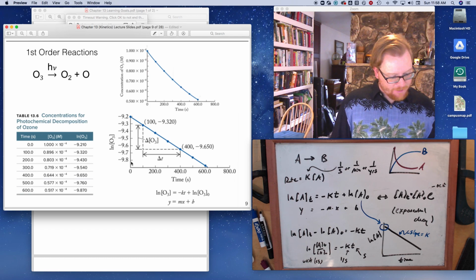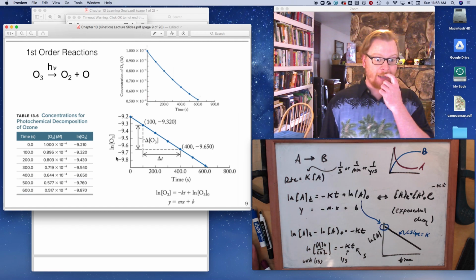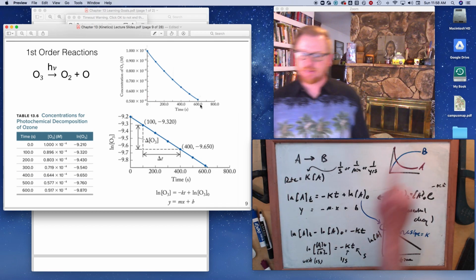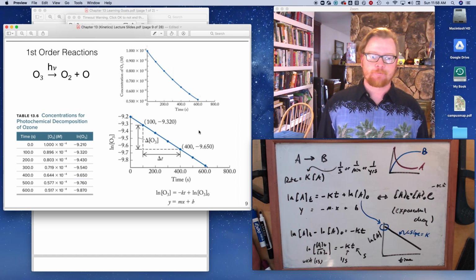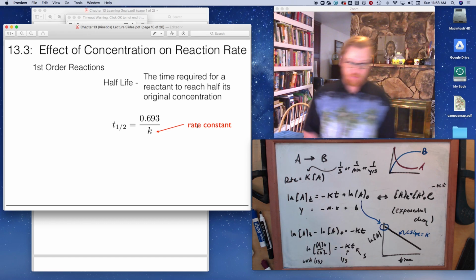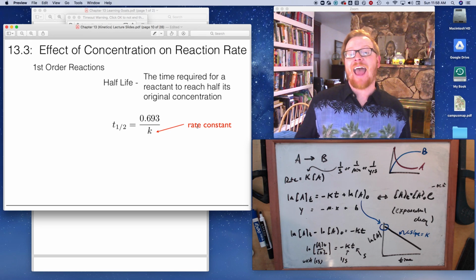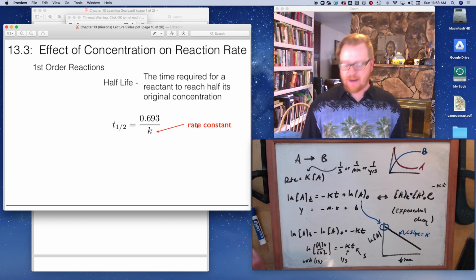Okay. So I'm going to move on and now just speak of one last aspect of first order reactions. So we recognize first order reactions are exponential decay, such as this. When you plot natural log of concentration versus time, you get a straight line, and the slope of that straight line is the rate constant. And then the last thing that we will talk about is the half-life, and that's the time required for a reactant to reach half its original concentration. All right, and the equation for that is given as the following.